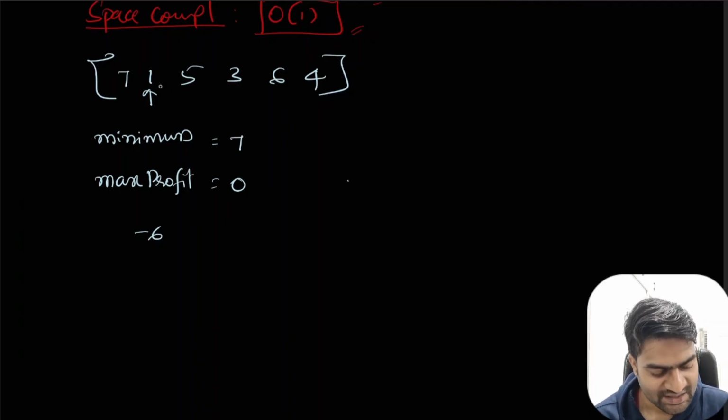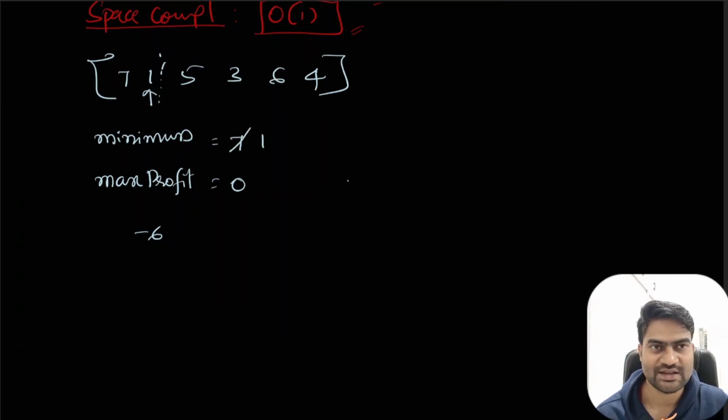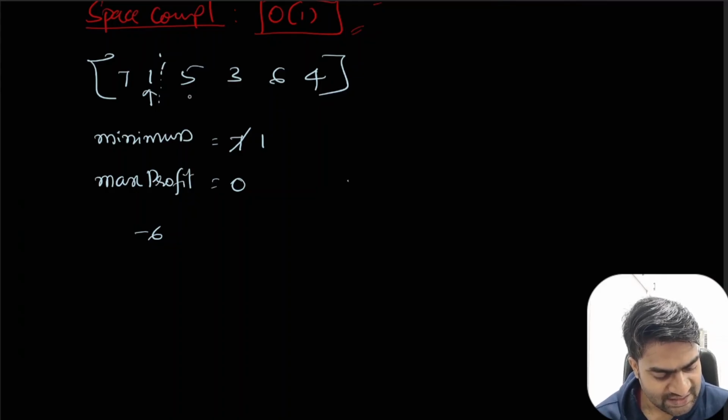Until this day, 7 was the minimum, but if you pass this day, what will be the minimum value? Now it will be 1. So I will update my minimum with 1. Okay. Now with that, let's move to the next value.